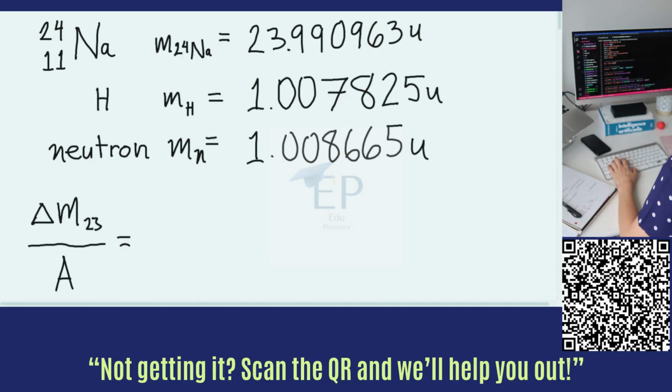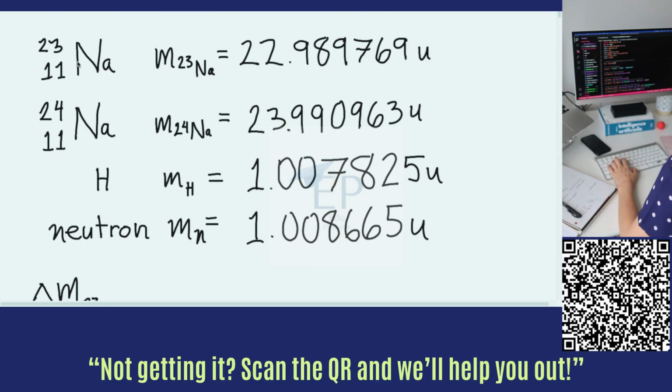Here we're asked to compare the average binding energy per nucleon of a sodium-23 isotope with a sodium-24 isotope. This problem requires you to look up a number of values in Appendix B, specifically atomic mass values.